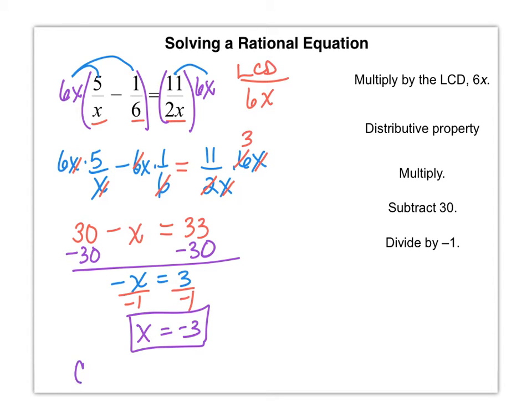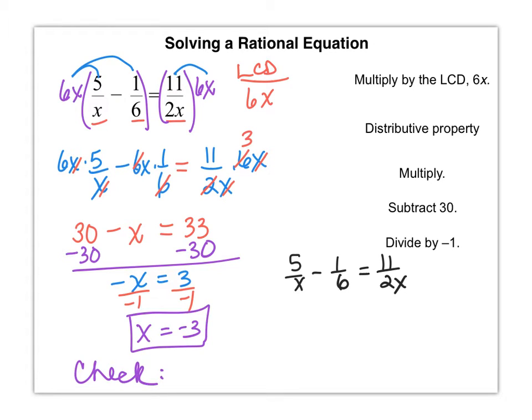We do want to check your solution, and we want to make sure that we are being cautious about any values of x that would make the denominator equal to 0. We're cautious about any restrictions on the domain. So in our check step, we're taking our original equation and replacing the x with our answer of negative 3.